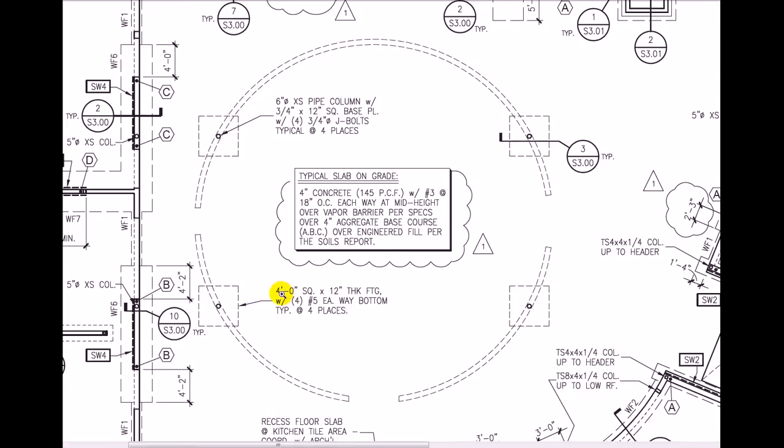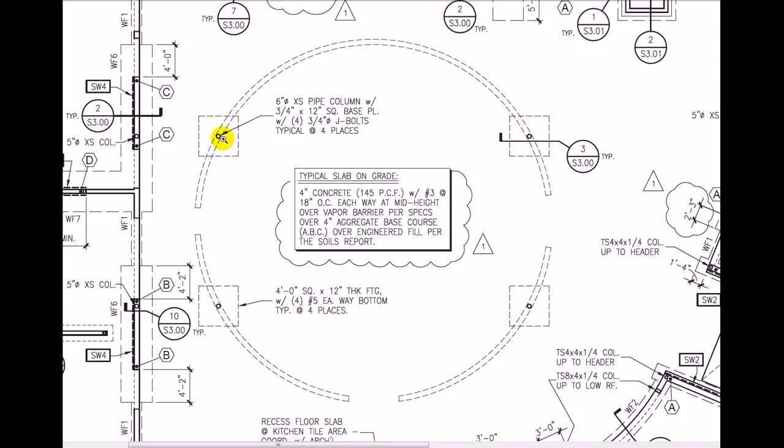Here it's called out, a 4-foot square by 12-inch thick footing with 4 number 5s, each way typical of 4 places. Okay, so there's 1 of them, there's 2 of them, there's 3 of them, there's 4 of them. Here's a detail cutting through 1 of them, again on detail 3 on S300. And these round things are steel pipes.